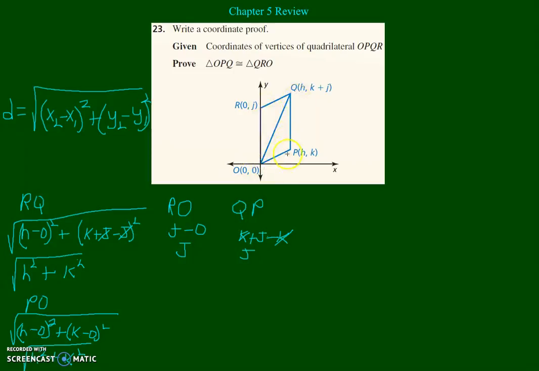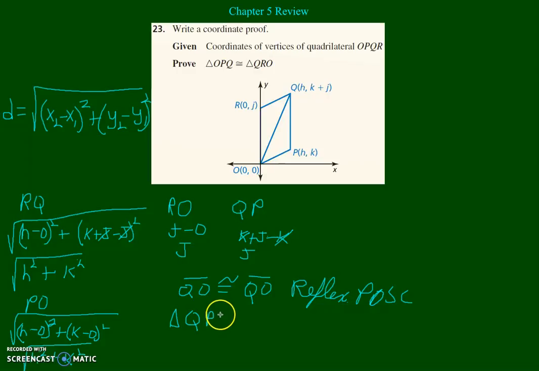So now we know these two sides are the same, and we know from our standard geometric principles that QO is congruent to QO because of the reflexive property of segment congruence, and therefore triangle QPO is congruent to triangle QRO.